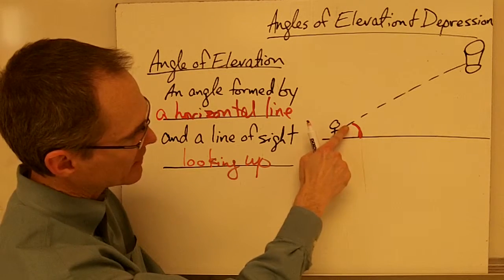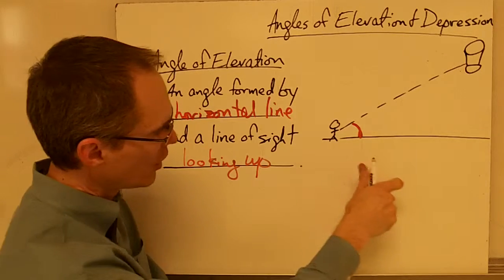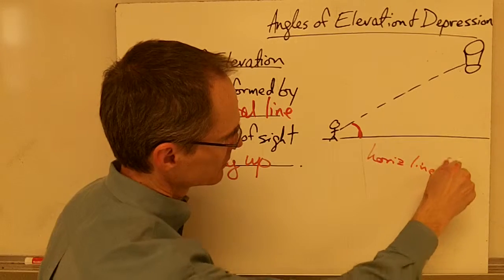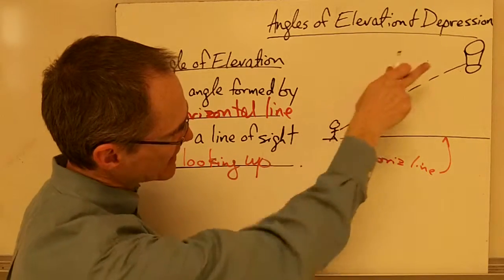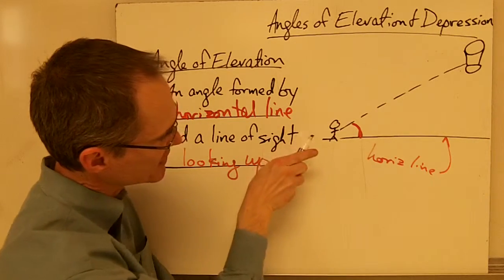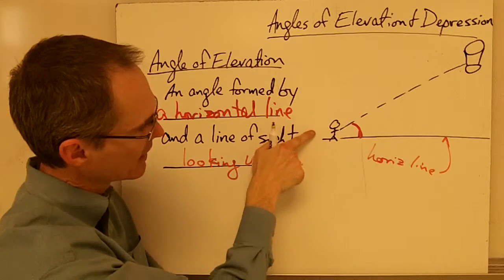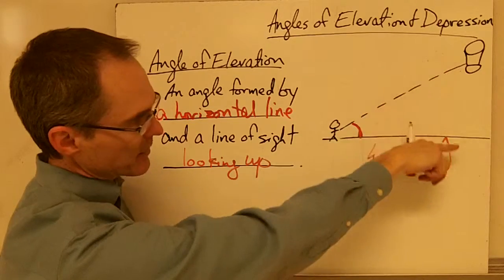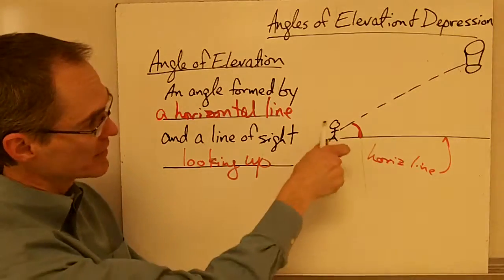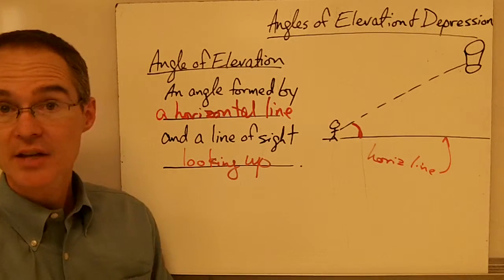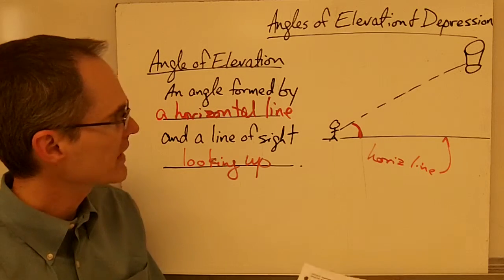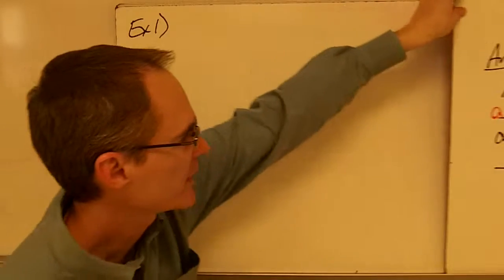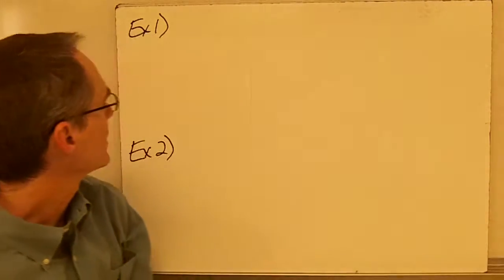So in this picture right here you have in your notes, here is my angle of elevation. And you can see this angle is formed by two lines. One is this horizontal line right here. And the other line is this line of sight. And notice this is a line of sight looking up. I've got a person standing here on the ground and the person is looking up at something up above the ground. All right, so this is my angle of elevation. All right, so let's take a look at a couple of example problems involving angles of elevation.